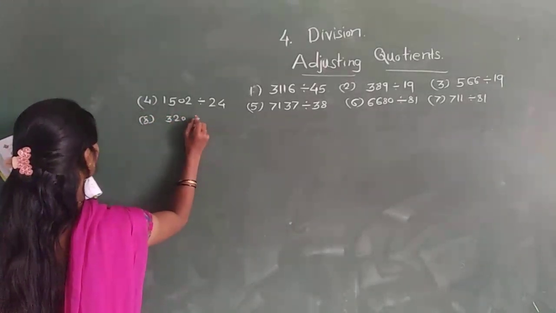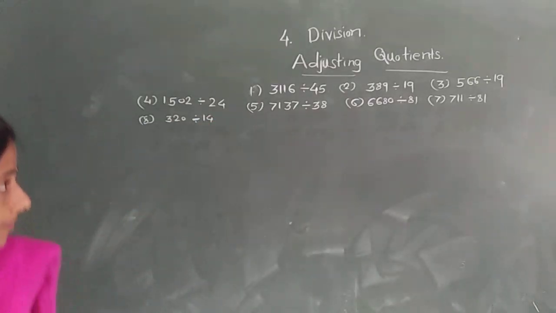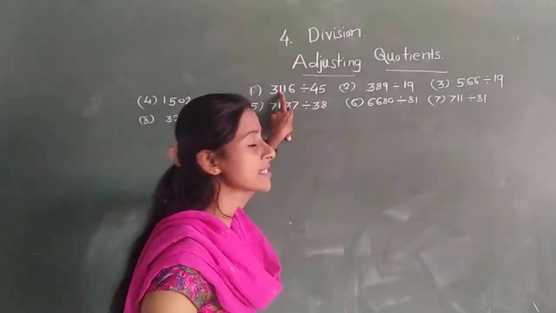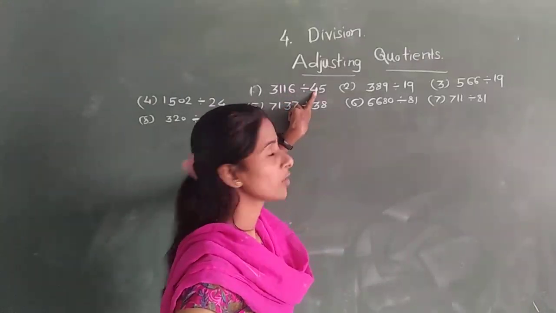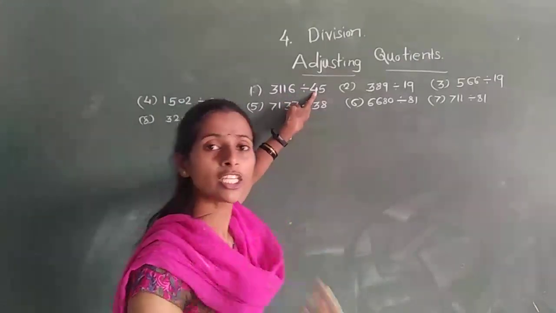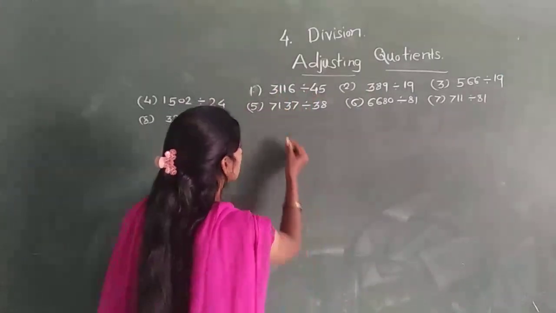And the last one, 320 divided by 40. Okay, so solve example number first: 3116 divided by 45. Using adjusting if we need it, otherwise use the estimated quotient. So, the solution.